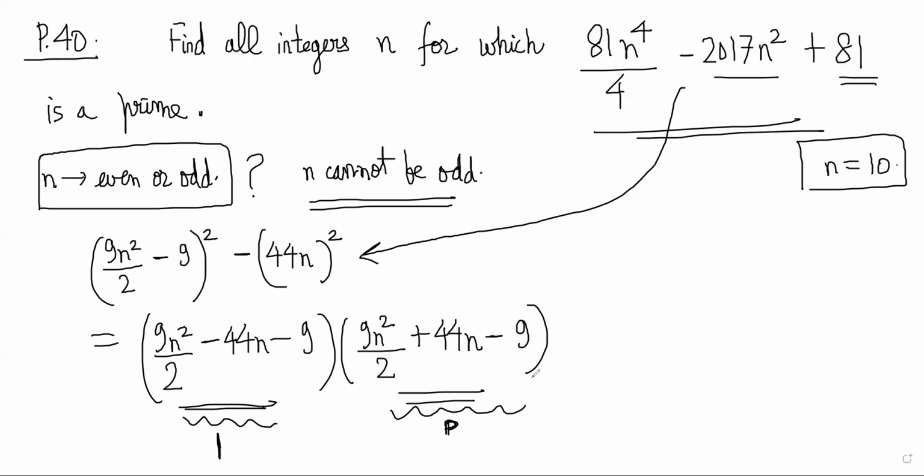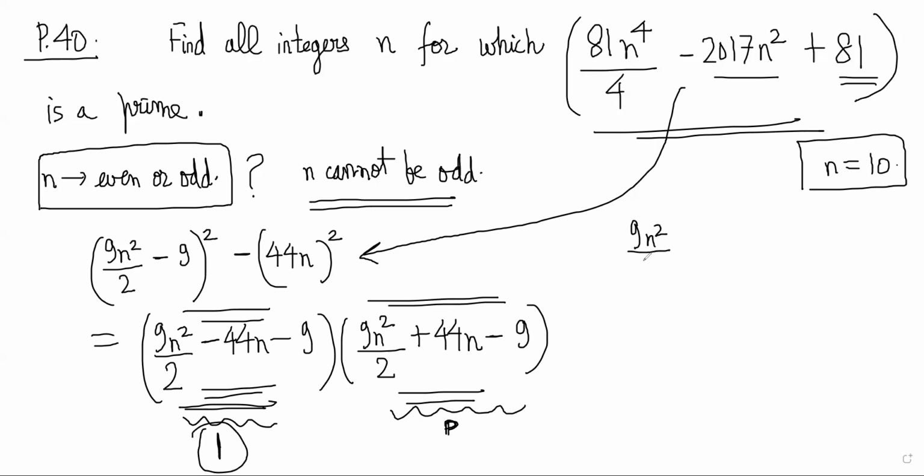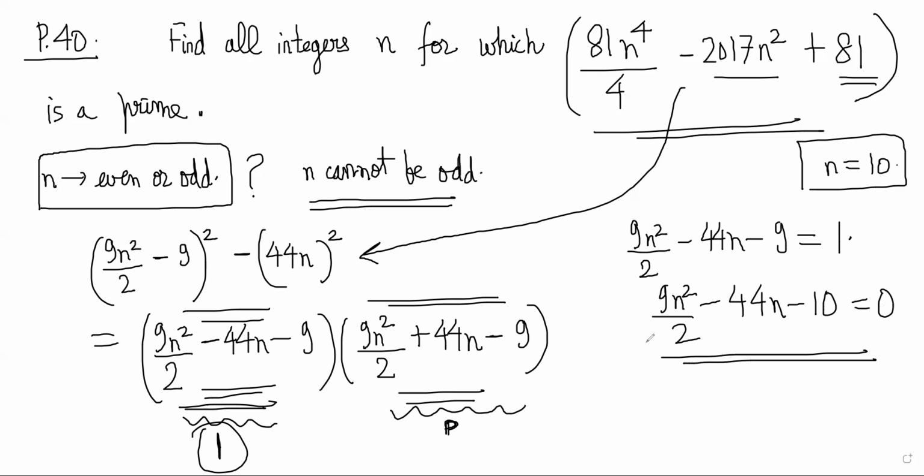Aradhya, are you understanding? Since this whole expression has been written as a product of two numbers and it is a prime number, the lower one must be 1, right? Yes, sir. So you can say 9n square minus 2 minus 44n minus 9 is equal to 1. So you will get a quadratic equation that you can solve now. Right? Correct. So that is a very good solution. And from here you will get n is equal to 10. I hope everyone else has understood what has happened.